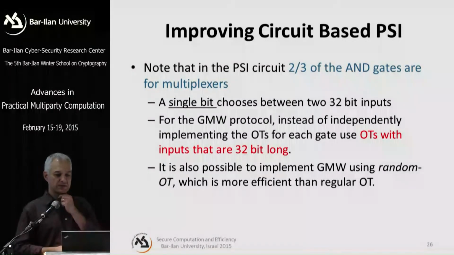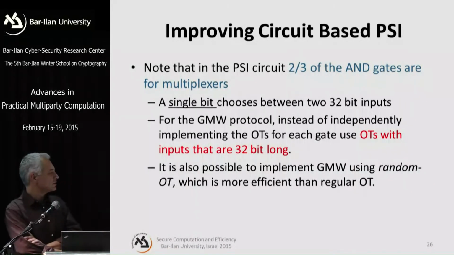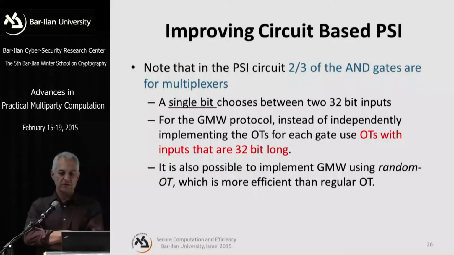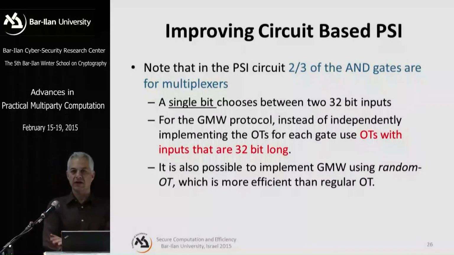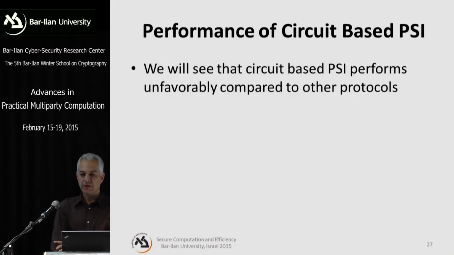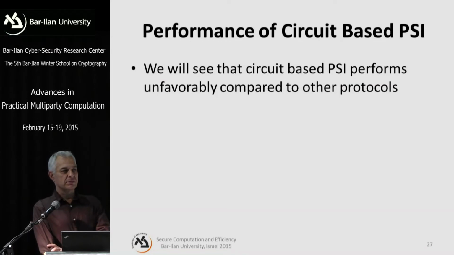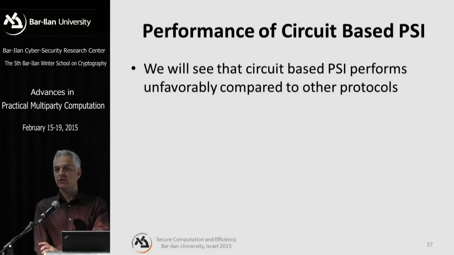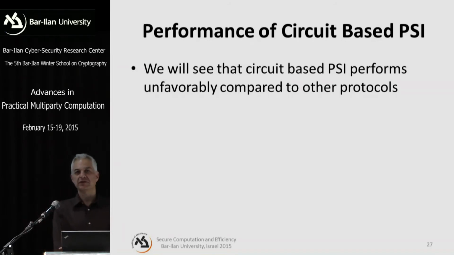So the performance that we're able to achieve is much better, and we also noted that to implement GMW, you don't need plain oblivious transfer. You can use random OT, which was discussed in the lectures on OT extension. It's more efficient than plain OT. In spite of all of these improvements, we'll see at the end that circuit-based PSI performs less well than the other protocols we show. So they're essentially the less efficient PSI protocols that I'll describe.